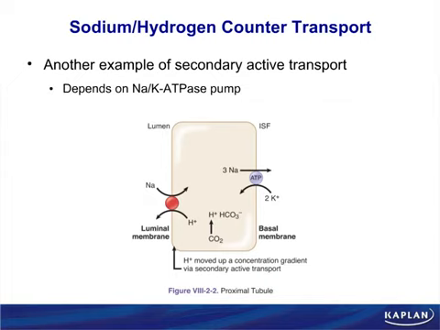Another example of secondary active transport is the sodium-proton countertransport. This is another transporter in the proximal tubules. This depends on the sodium-potassium ATPase setting up an electrochemical gradient, and this is how protons are secreted in the proximal tubules. Now, for every proton that's secreted, a bicarbonate molecule is reabsorbed.